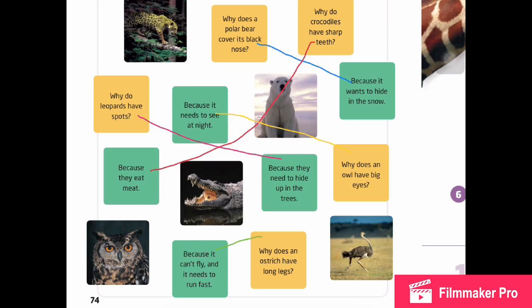Why do crocodiles have sharp teeth? Because they eat meat. Why does an owl have big eyes? Because it needs to see at night. Why does an ostrich have long legs? Because it can fly, and it needs to run fast.